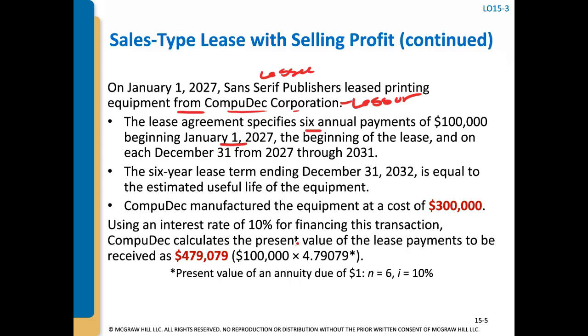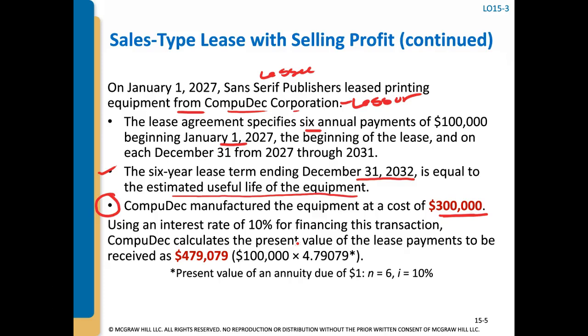The 6-year lease term ending December 31, 2032 is equal to the estimated useful life of the equipment, which tells us this is a finance/sales type lease because it meets one of the 5 criteria. And this is where it's different, right here, this bullet point. CompuDeck manufactured the equipment at a cost of $300,000. That's their cost.